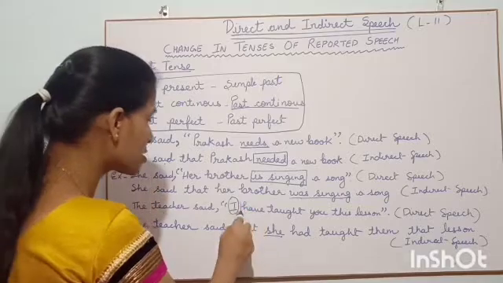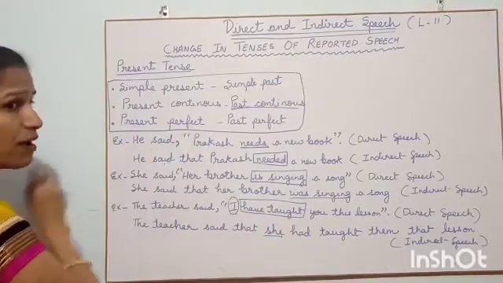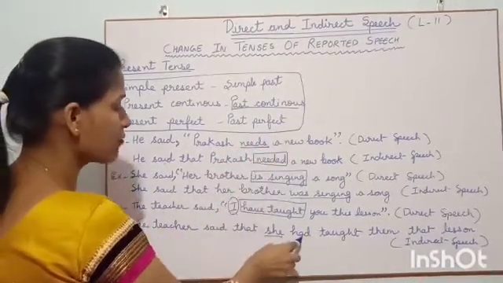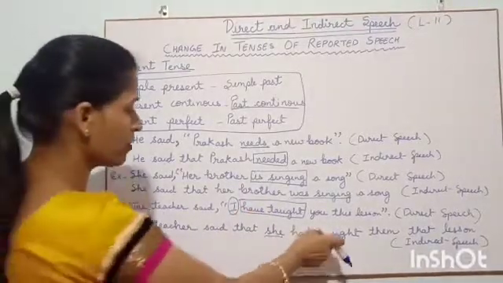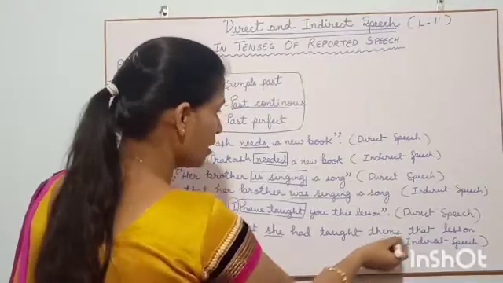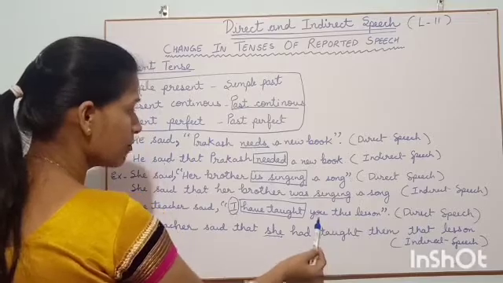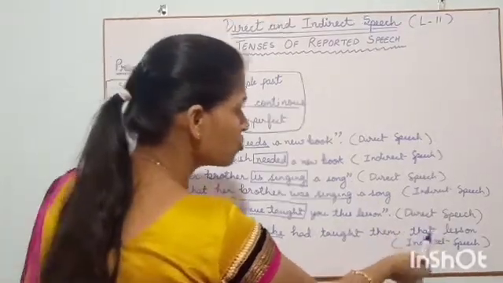Have taught. Have taught is in present perfect. We have to change it into past perfect. It will become had. Have will change into had and taught will remain the same. Perfect. Taught them that lesson. You will change into them. This will change into that.